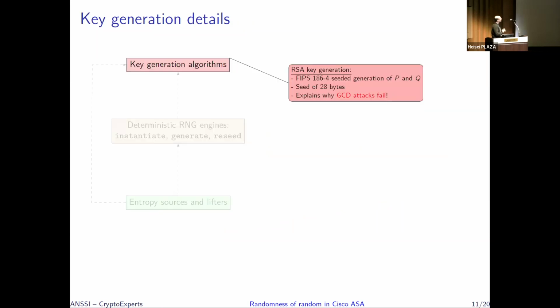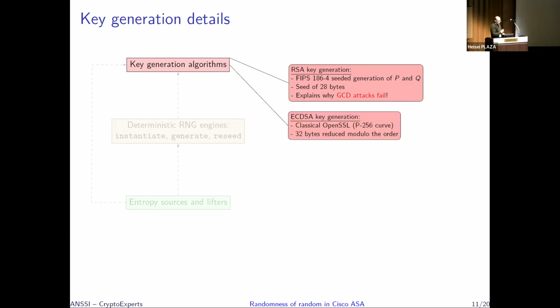Finally, we have the key generation layer. And in this layer, we have RSA key generation that we unveiled through our analysis. We have seen that seeded generation is used here. A 28-byte seed will generate the P and Q prime factors. And this perfectly explains why the GCD attacks don't work here, because we have collisions on both P and Q factors.